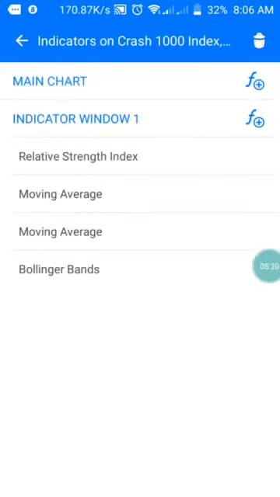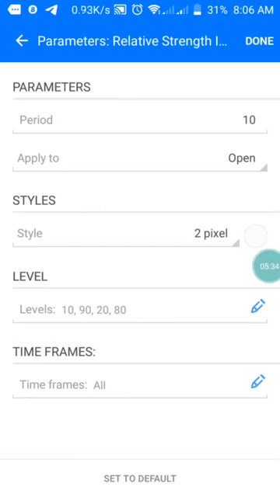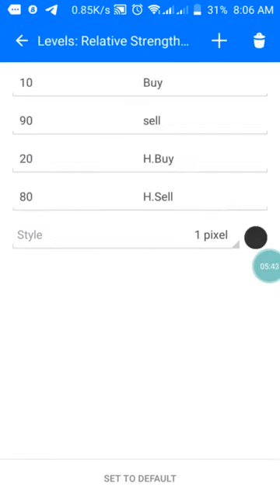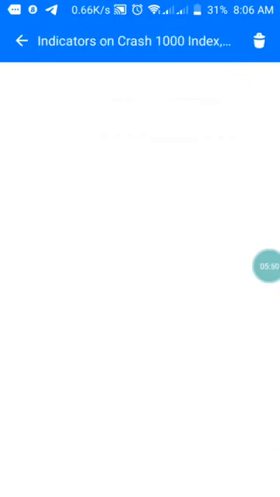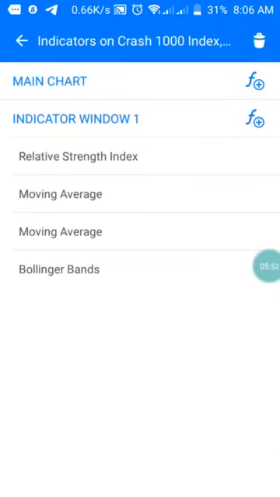So I only have a window one. I have my RSI, which is my relative strength index, two moving averages, and a Bollinger Band. In my RSI, I have my period at 10, apply to open, my style white in color, and my levels at 10, 90, 20, 80, which indicate my buy and sell signals. That's about my RSI.